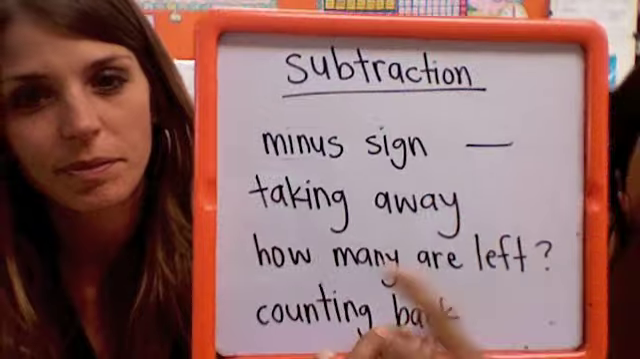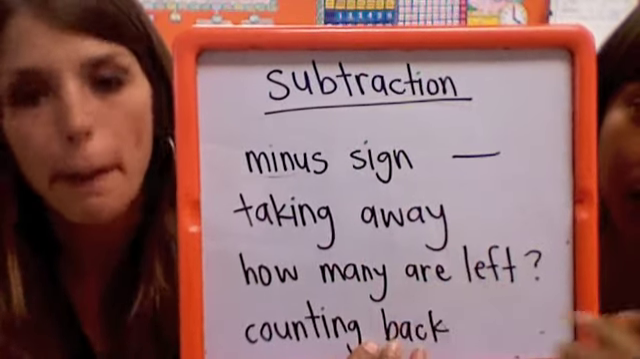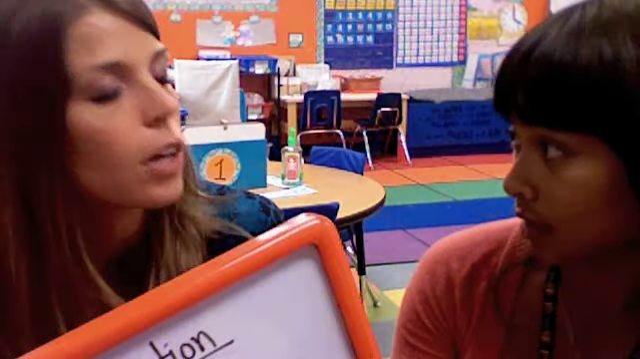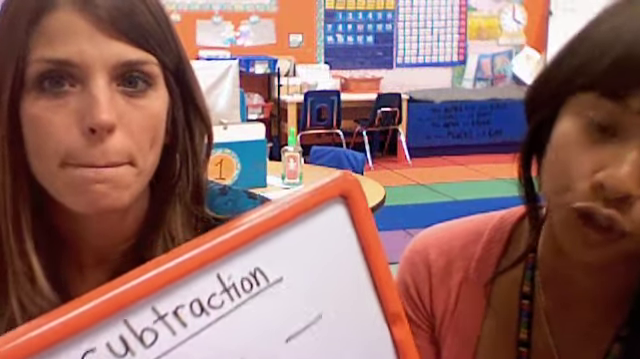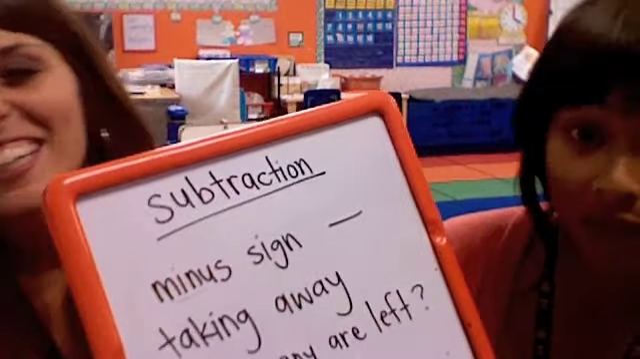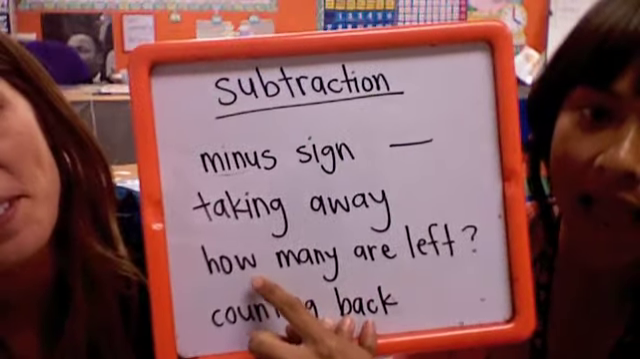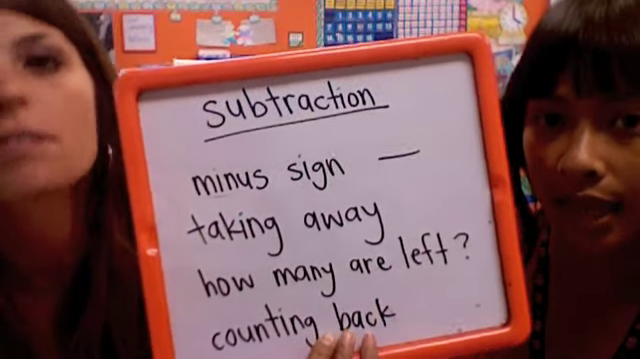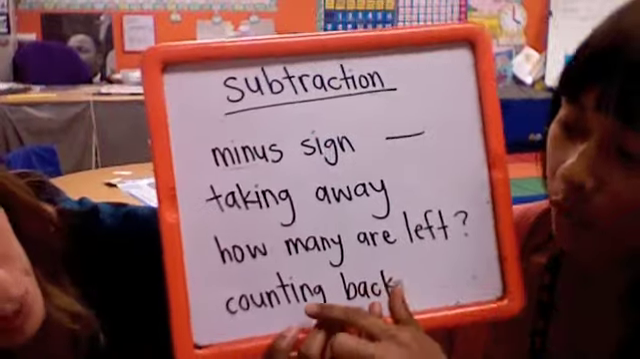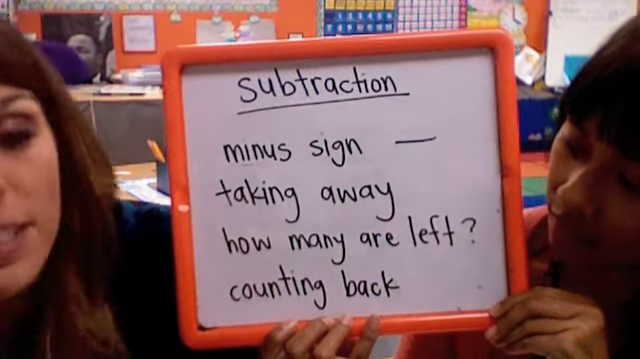We can also think about it as taking away. Like if I had maybe 5 cookies, and then Mrs. Fisher took 2 away, or I gave her 2, then that's taking away, and that would be 3. You could also think of it as how many are left, just like our story problem, how many students were left at the park. And the last one I thought about was counting back.